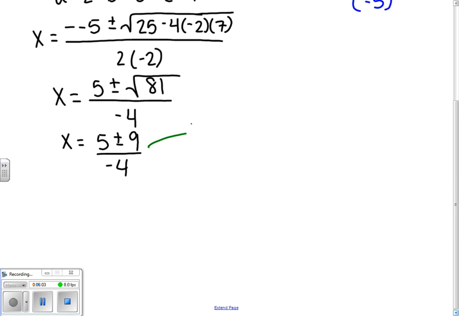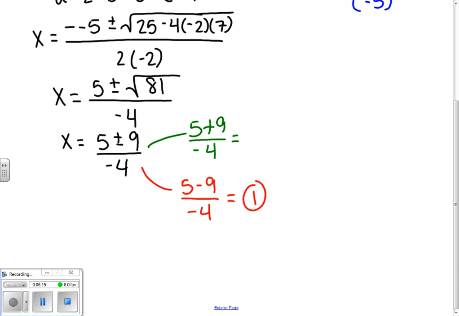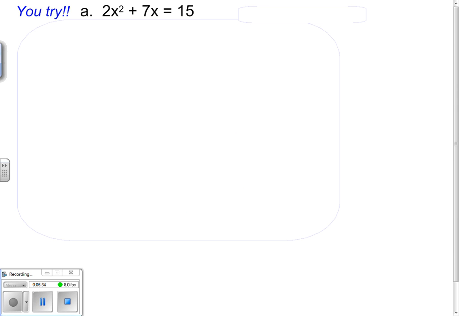Two answers on that. I get 5 plus 9 divided by -4, and I get 5 minus 9 divided by -4. For the bottom one, 5 minus 9 is -4, divided by -4 is 1. On top, 5 plus 9 is 14, divided by -4 is -7/2. Two roots. Quadratics will give you two roots. That's what the x squared means. Pause the video to do the U-try-its.